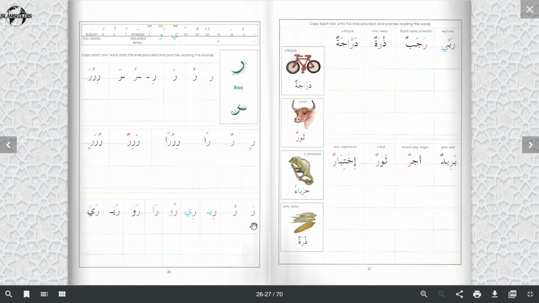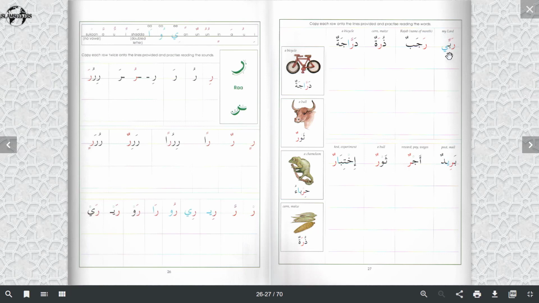Line 3. R, ra. Ri, ri, ru, ra, rau, rai. Page 27. Listen carefully and repeat.